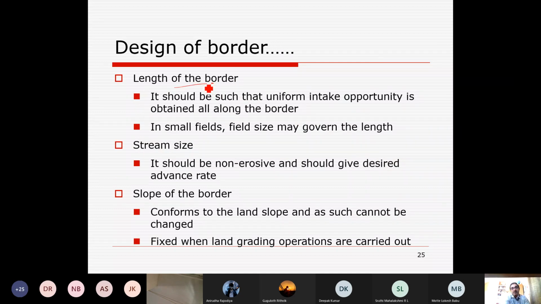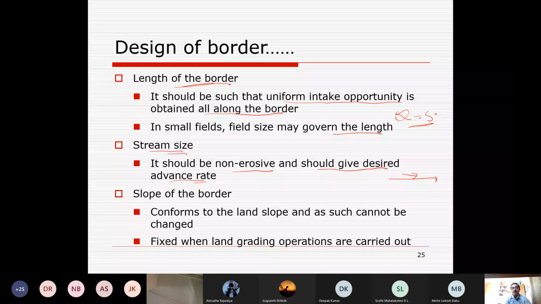Length of the border, you have learned, should be such that uniform intake opportunity is obtained all along the border, meaning everywhere in the field. In small fields, field size may govern the length, but in longer fields, we need to design everything: the discharge that is applied, the slope that is important, and then the border length to be covered. Stream size should be non-erosive and should give the desired advance rate, meaning how fast water should move in the field, which is important in designing the stream size.